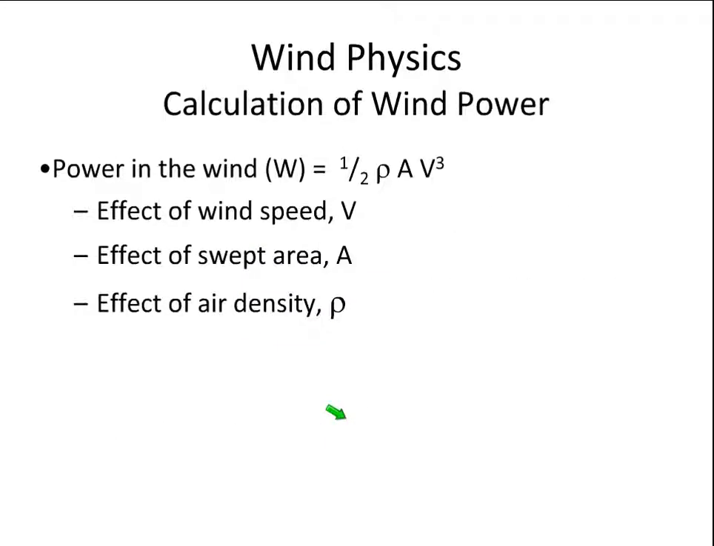Here I've defined these: V in this case is the wind speed, or the velocity. A is the swept area, and rho is the air density.